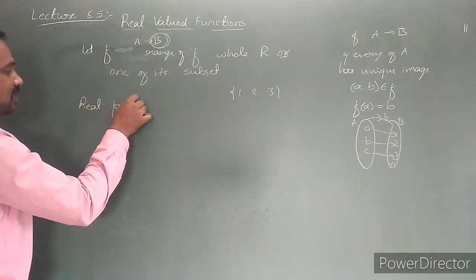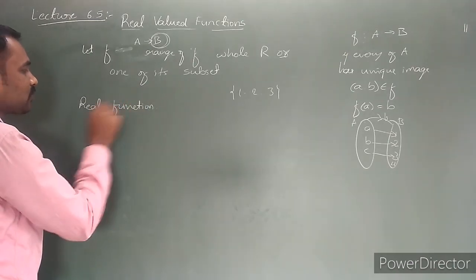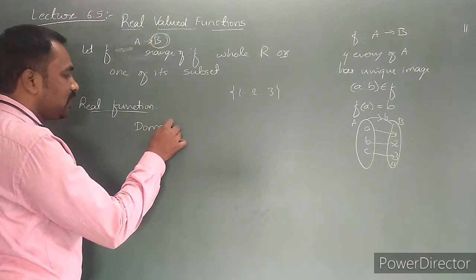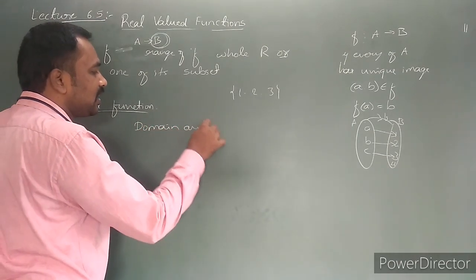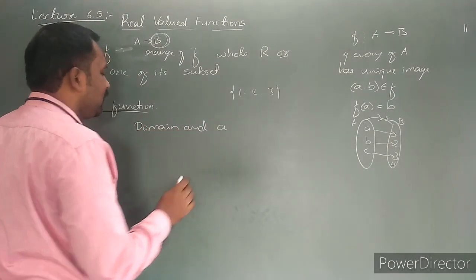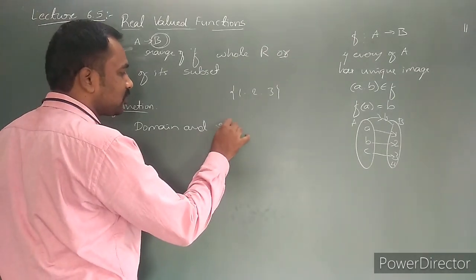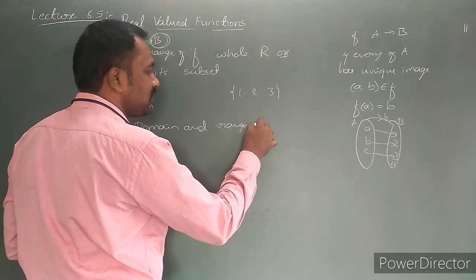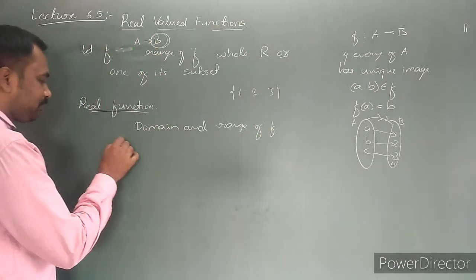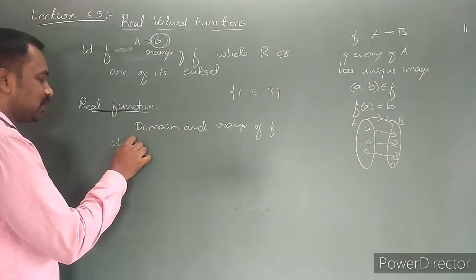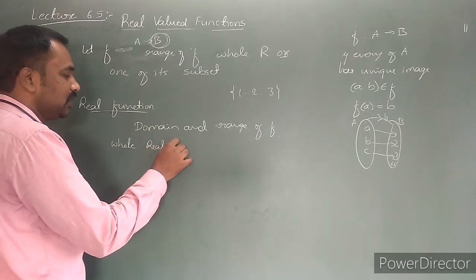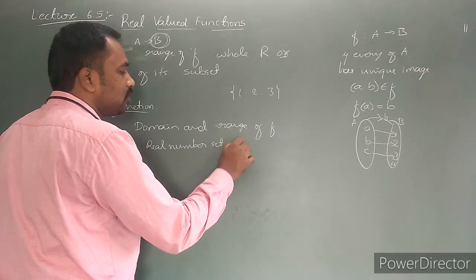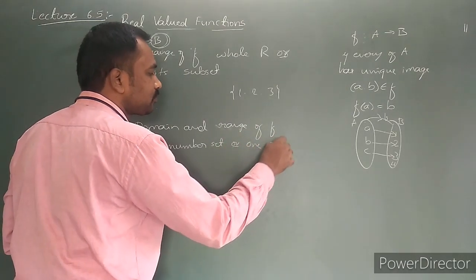Then another definition is the real function. What is a real function? In a real function, the domain as well as the range, or codomain, of the function f is the whole real number set or one of its subsets.